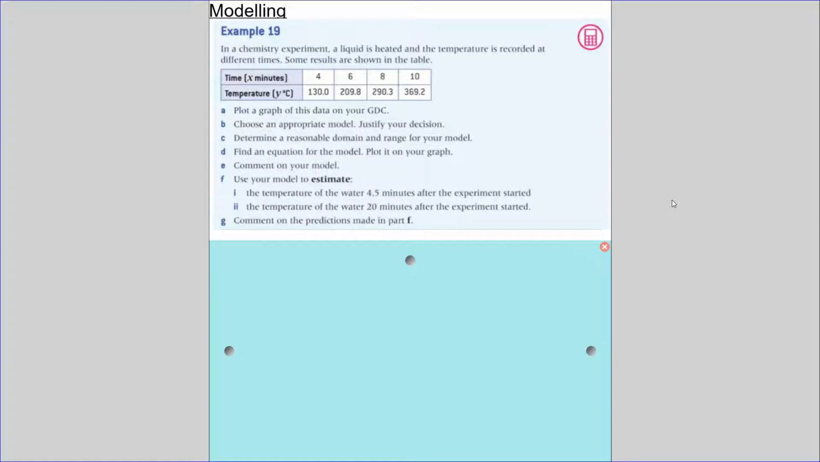Now, I've made a separate video about using the Casio calculator, and there's more help in the textbook on this button here for other calculators.